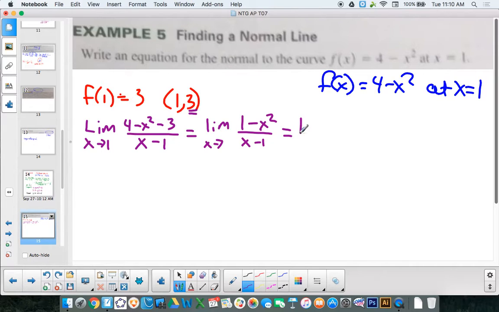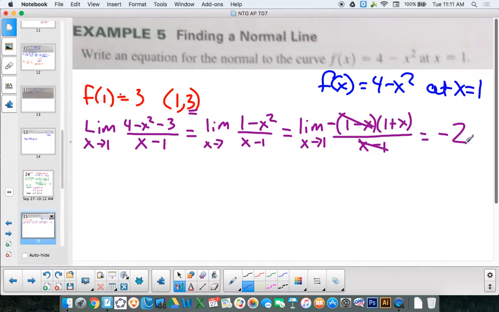We'll factor and cancel. Limit as x approaches 1. The top is the difference of squares, so we got 1 minus x times 1 plus x, all over x minus 1. We can see it cancels, but not exactly. We're going to need a negative in place of it. Now if I do my plug and chug, I get 1 plus 1 is 2, and then I negate it. So my slope of my tangent line is negative 2.